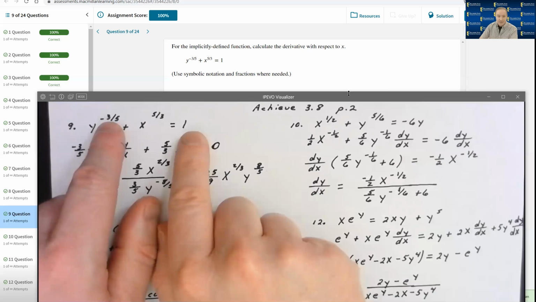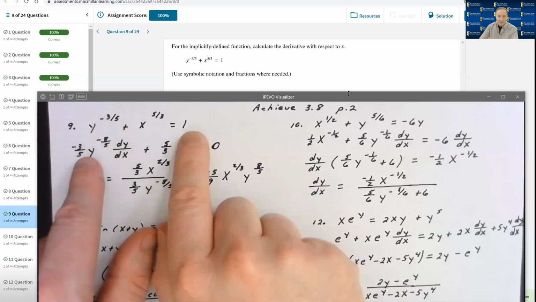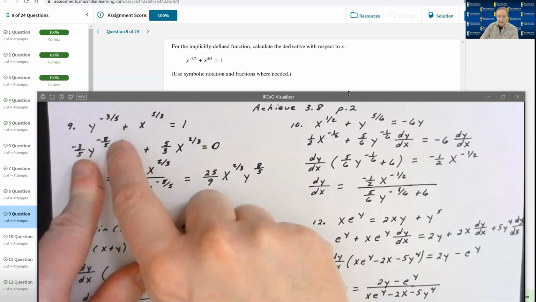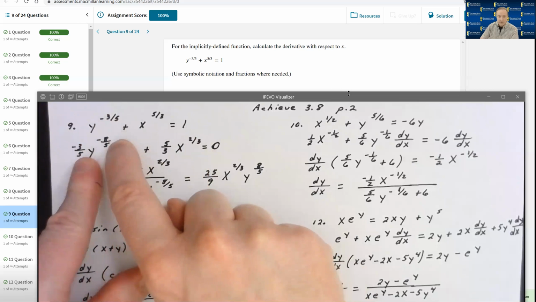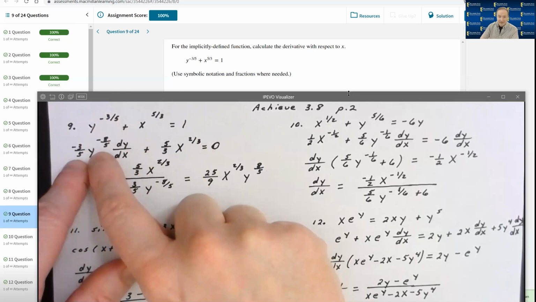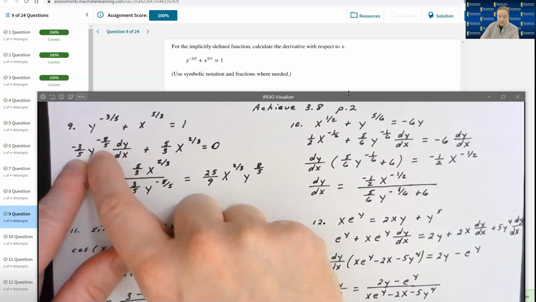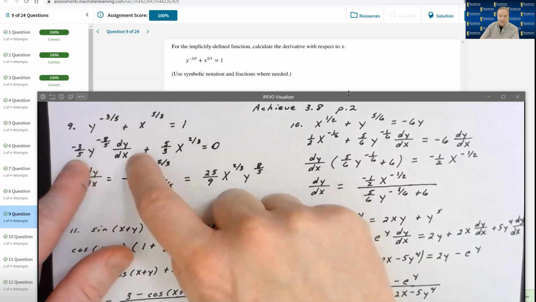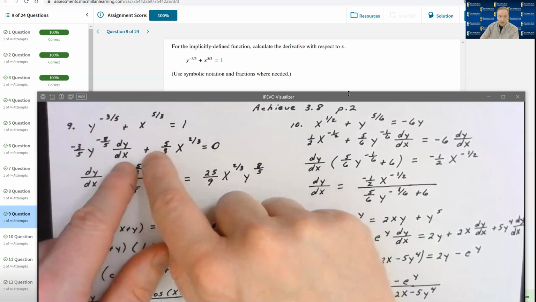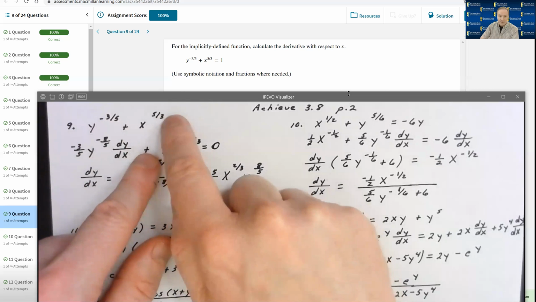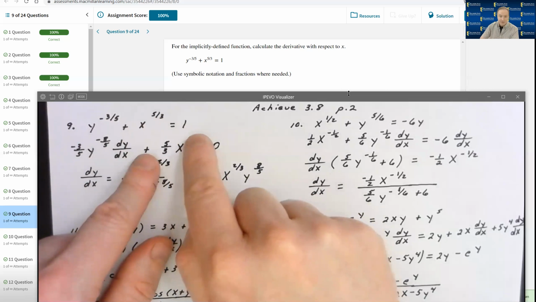Well, the chain rule says the negative 3/5 comes down in front times y to the negative 8/5, subtract 1 from the exponent. Then it would say times the derivative of what's inside the group. And please remember, that y is really a group. It's some function of x. We just don't know what it is. So you say, well, it's the derivative of whatever that inside is. That's dy/dx. Now, plus derivative of x to the 5/3, that's just 5/3 x to the 2/3.